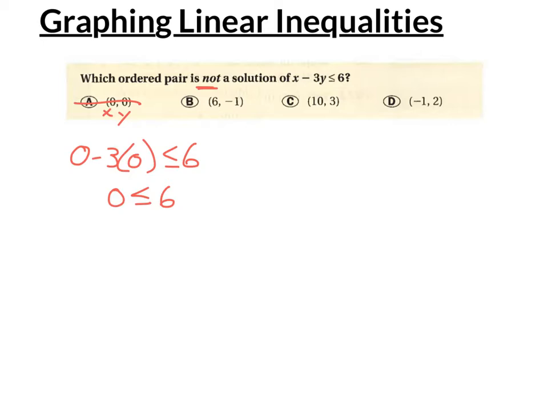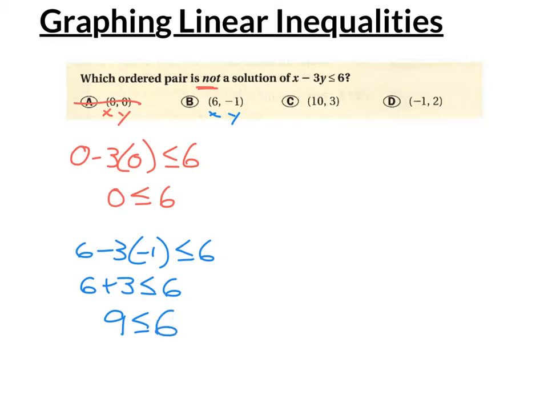So let's try B. B, I have 6 for my x and negative 1 for my y. So I have 6 minus 3 times negative 1 is less than or equal to 6. Now, negative 3 times negative 1 is going to give me positive 3, so it's going to be 6 plus 3 is less than or equal to 6, and I get 9 is less than or equal to 6. And this is not a true statement, so this ordered pair right here is not a solution to this statement.